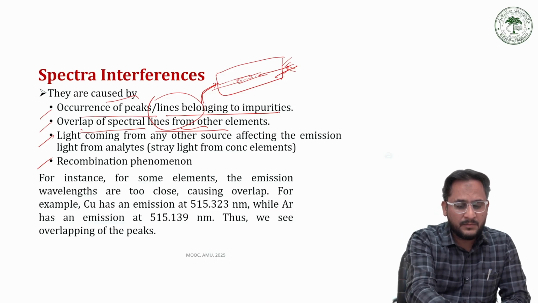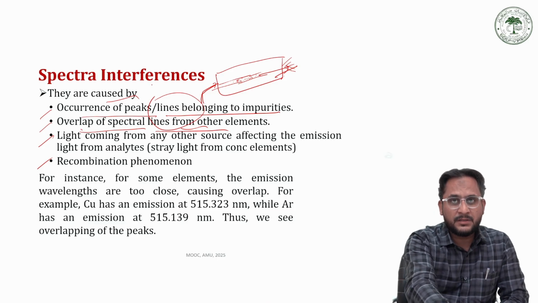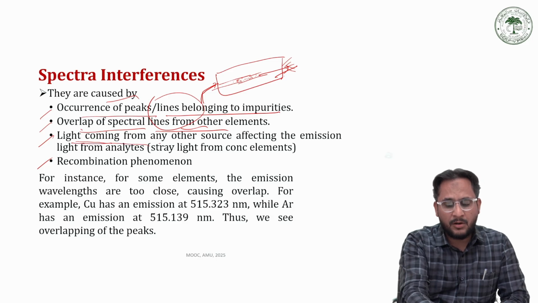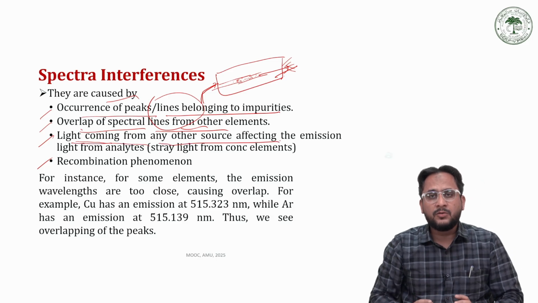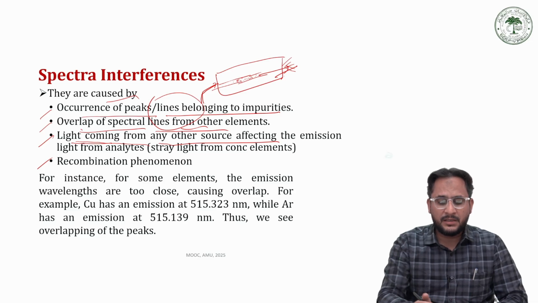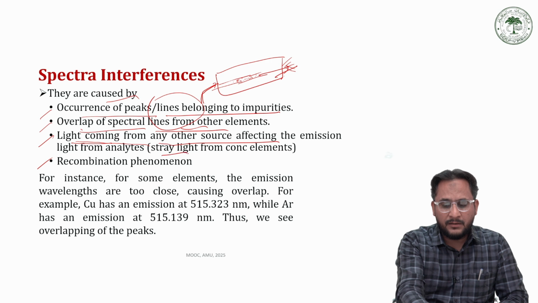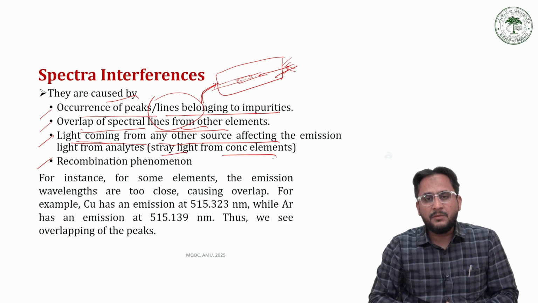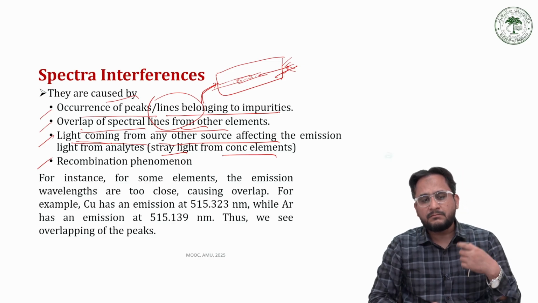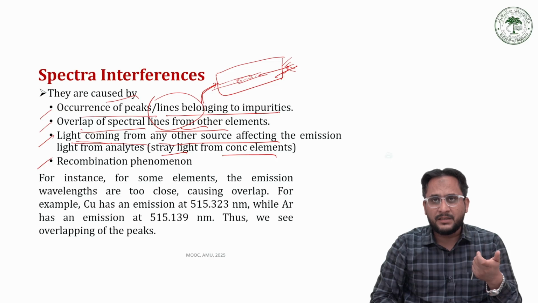Then the third type of spectral interference is background radiation. For example, the light coming from any other source. So the place where this analysis is being done should be completely free from stray lights. There should be no stray lights, and sometimes because of highly concentrated elements or a highly concentrated sample, we may have excessive concentration which causes very high intensity light radiations.